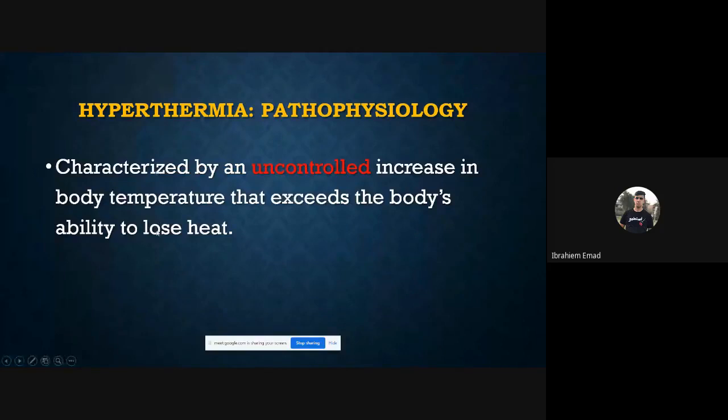But usually in hyperthermia, the normal mechanism to dissipate heat is insufficient. So why did the patient develop hyperthermia? Because the normal ability to lose heat is insufficient due to excessive heat production. So there is an imbalance between excessive heat production and heat loss. The end result is hyperthermia.